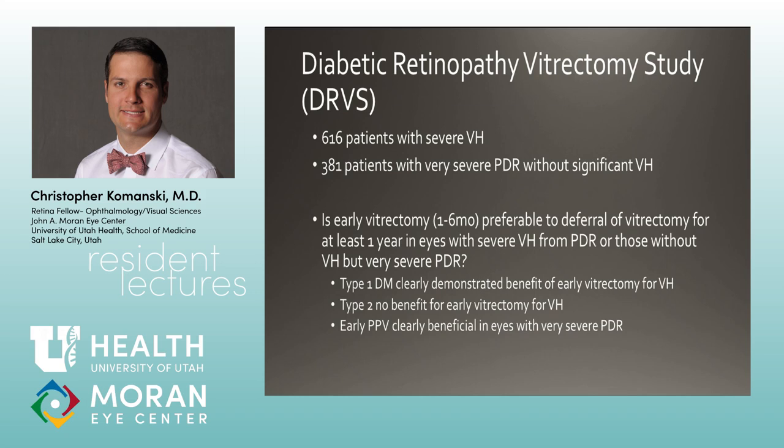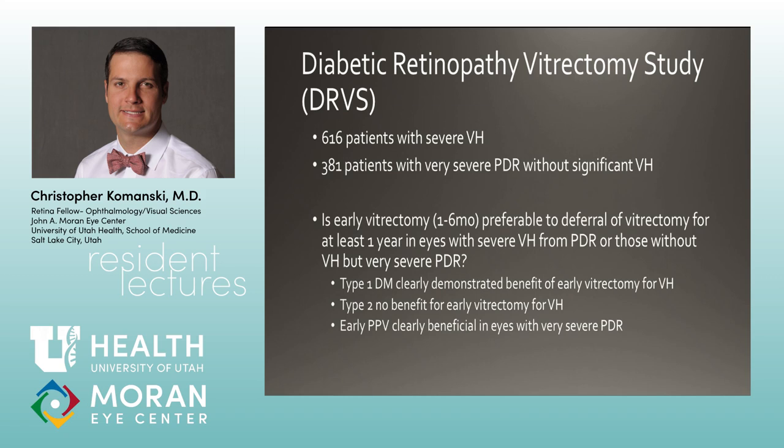And then type 2 said no benefit from early vitrectomy for vitreous hemorrhage. But if they had very severe PDR, early vitrectomy was beneficial. I think that this is interesting. I'm very curious if this was redone today with modern vitrectomy techniques. This is in the late 70s, or mid 70s, and vitrectomy back then was a little different. So it was not uncommon to wait 6 months for vitreous hemorrhage to clear.